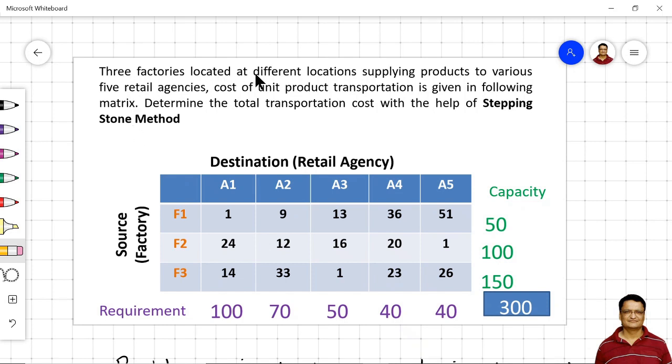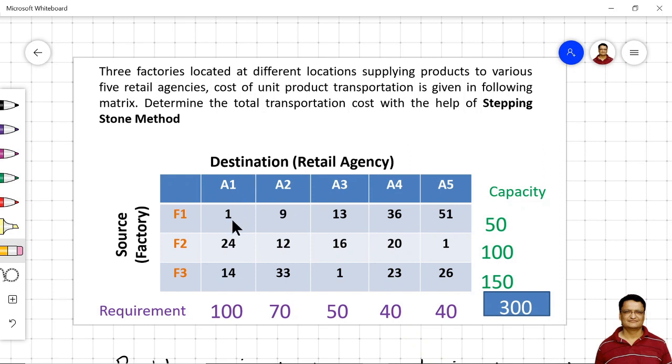There are three factories located at three different locations. F1, F2 and F3 are the three factories, and they are supplying two products to the five retail agencies. A1, A2, A3, A4 and A5 are the retail agencies to which these factories are supplying the product. The cost of unit transportation is given in the following matrix.